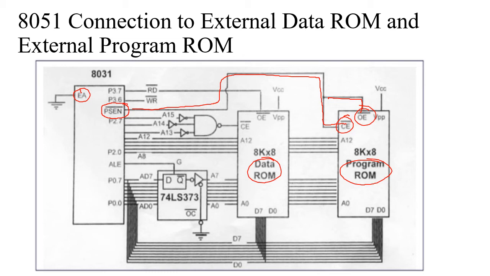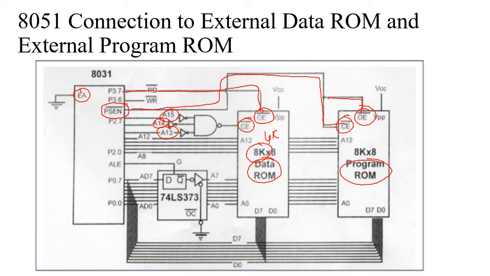In case of data ROM, the output enable will be connected to the read bar signal, and the chip enable is connected to A13, A14, A15. Why only A13, A14, A15? Because it is 8K. If it is 4K, then A0 to A11 will be the address line. A12, A13, A14 and A15 will be the input to the chip enable bar signal.